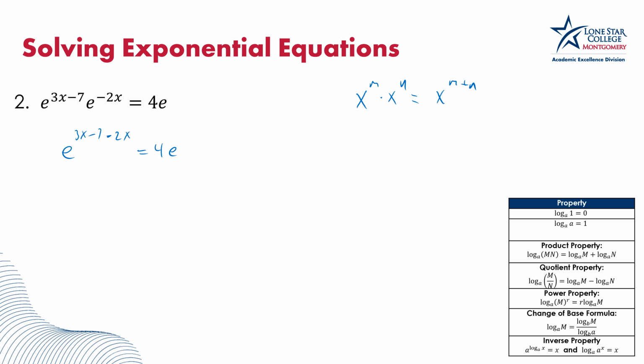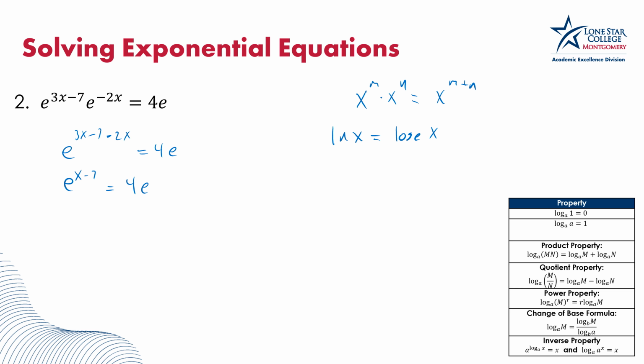So now that we have that, we see that we can combine 3x minus 2x, which is just going to be x minus 7. And then we have 4e. So now both sides of our equation have an exponential with a base, in this case a base of e. So we can apply the inverse property, because remember, there is a log associated with e, Euler's number, and that would be natural log. When we say ln of x, that is like saying log base e of x. So the base of that log would be e.